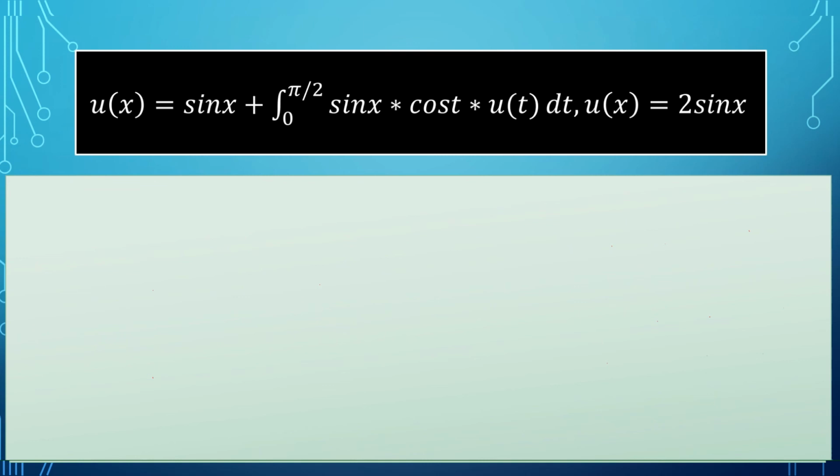This is the second example. Here we will use again the successive approximation method, but as you can see, this equation is not Volterra, it's a Fredholm integral equation. How do I know this? Because the limits of the integration are constants. One of them is 0 and the other is pi over 2.